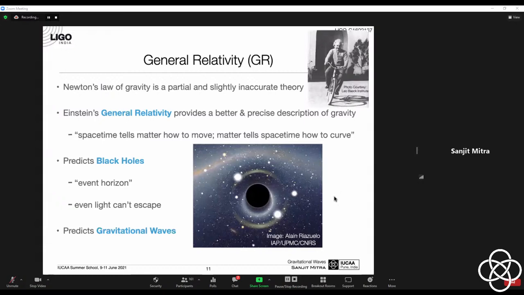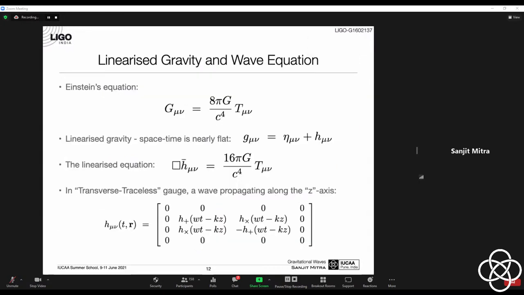Okay. All right. So now coming back to what exactly happens: space-time tells matter how to move and matter tells space-time how to curve. I will come back to it a little later when we explain gravitational waves. We will not get into the whole set of equations, as it would take a very long time to cover, but just to tell you how the whole thing comes. So this is essentially Einstein's equation.